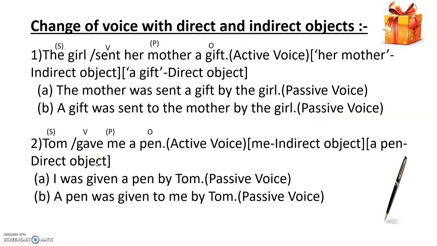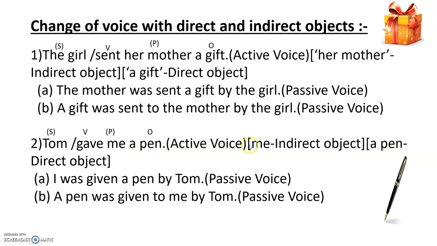Now let's look at another example to make this easier. Take for example, Tom gave me a pen. Now divide the sentence, children. Tom is the subject, gave me a pen is the predicate. The verb is gave, the object is pen, me also is an object, okay? So me there becomes an indirect object, pen is the direct object.